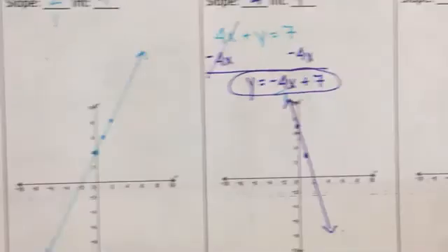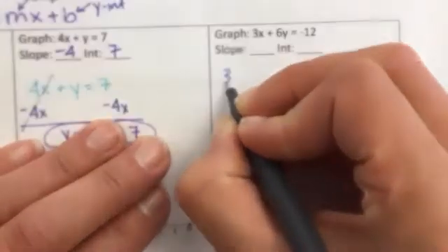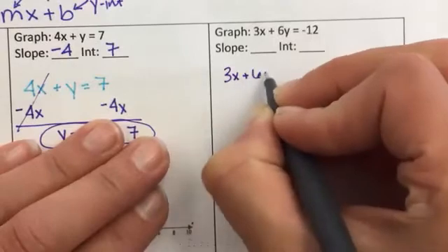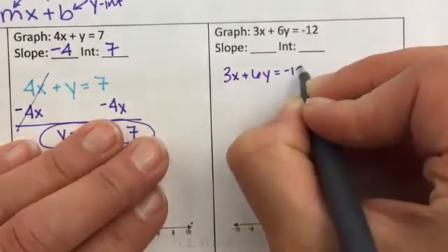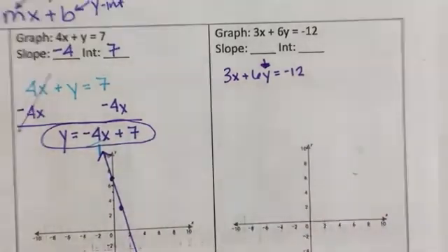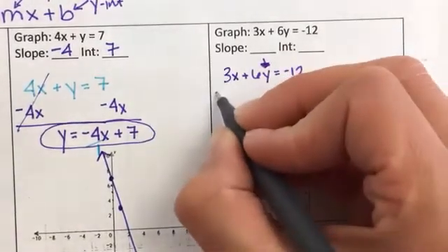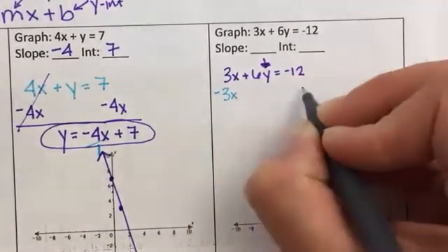Okay, so the last one here is a little bit more challenging because our y is not alone. So if we want this in slope-intercept form, I have to try to get my y alone. So who would I move first? The 3x, that's right. So it is a positive 3x, so I need to subtract it in order to cancel it out.